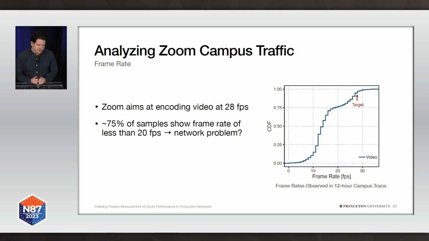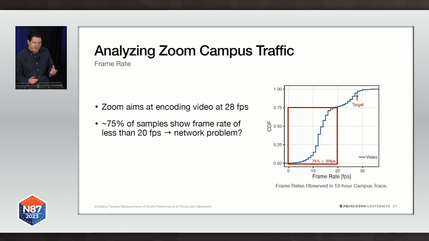But actually here in this CDF, we see that roughly 75% of the data points we have show a frame rate of less than 20 frames per second. So the question is: is the network really that bad in 75% of the cases? Here the answer is, it's not, actually.